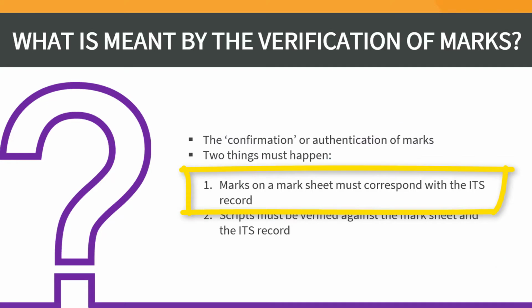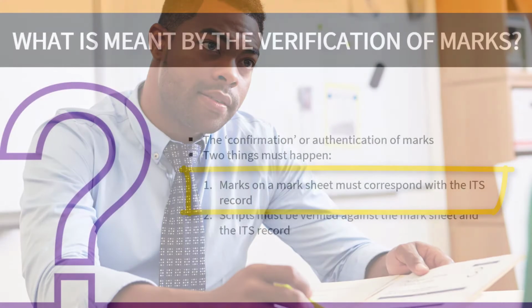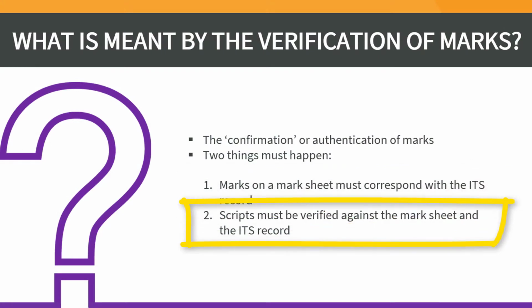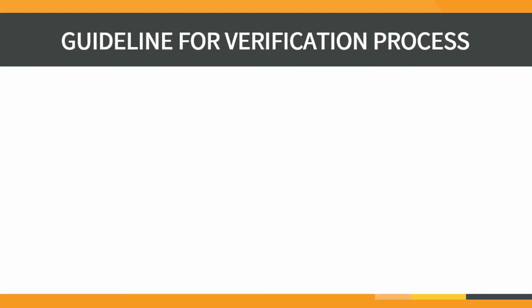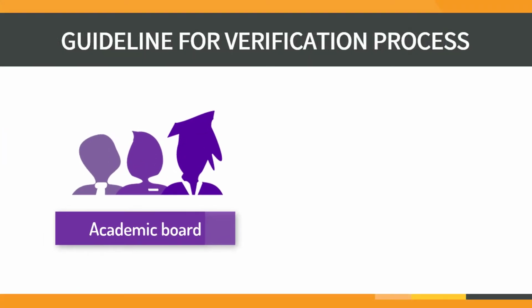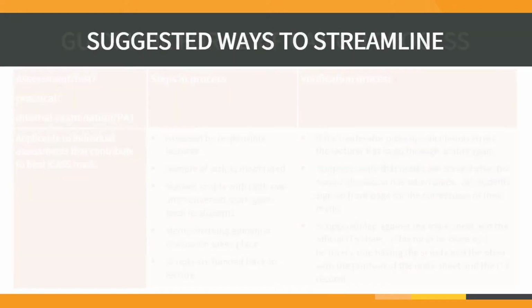Remember that the marks on the mark sheet must correspond with the IT system or ITS record, which will be sent to the Department of Higher Education and Training. Also, the scripts must be verified against the mark sheet and the ITS record. The academic board must ensure the process of verification is completed and signed off by the academic deputy principal and principal before submitting on time to the DHET.